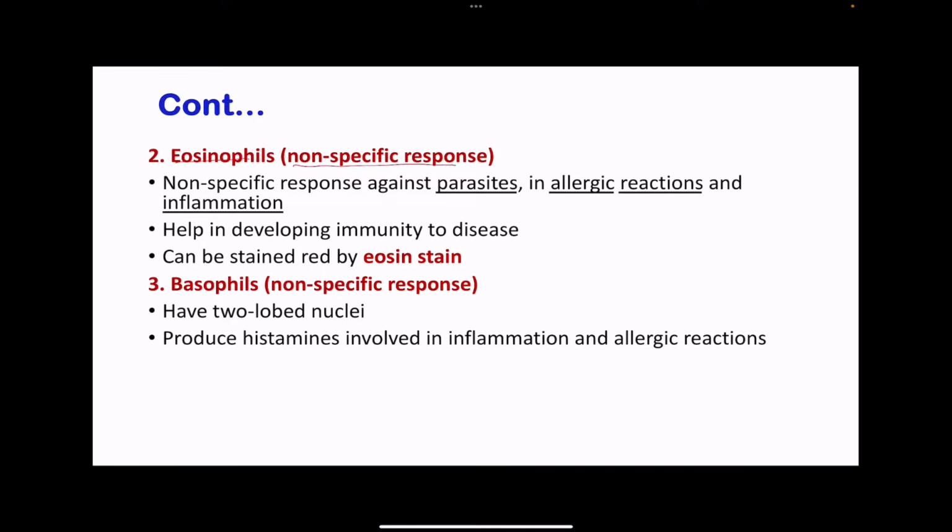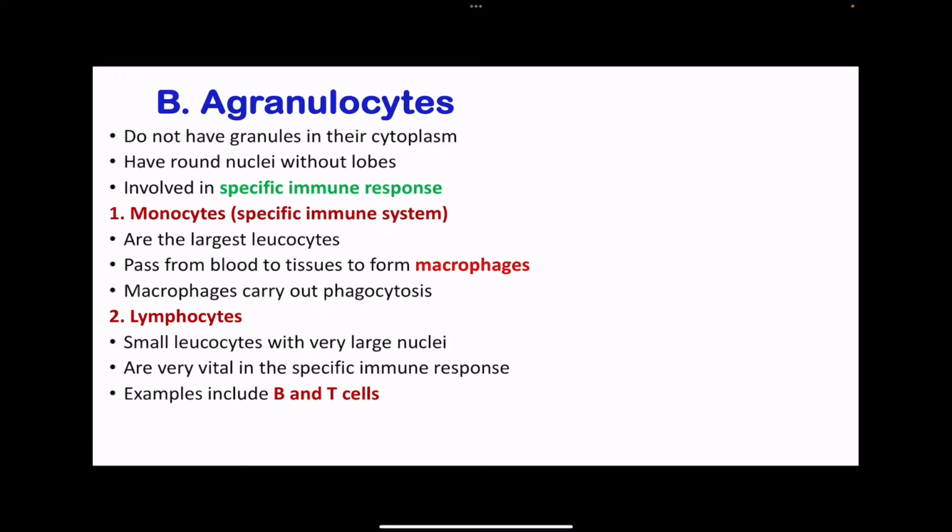These are also involved in non-specific immune response, and they participate more in response against parasites, allergic reactions, as well as during inflammation. These can be stained red by eosin stain. The basophils, again still in non-specific response, have two-lobed nuclei. They produce histamines, and these histamines again are involved in inflammation as well as allergic reactions.